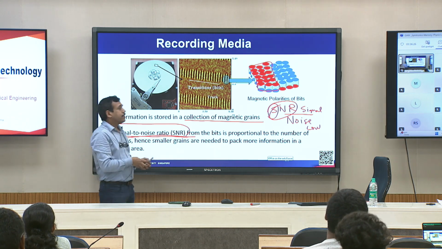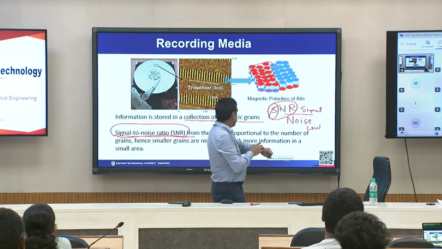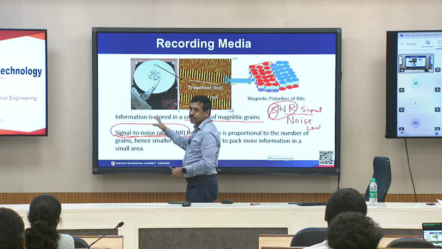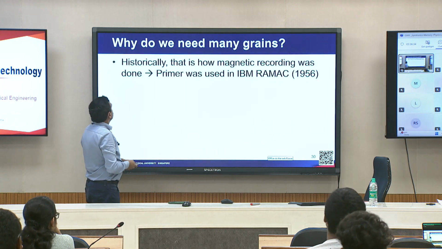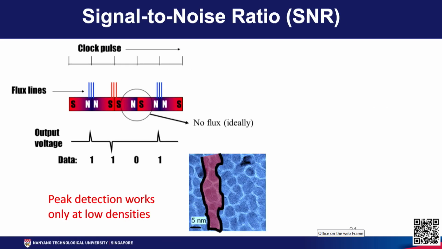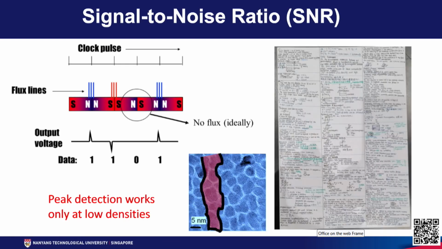So, when we design a magnetic recording system, we want a high signal to noise ratio. That is one thing. We also want signal to noise ratio at high densities. Okay. It is not enough to have signal to noise ratio at low density, we want to have signal to noise ratio at high densities.